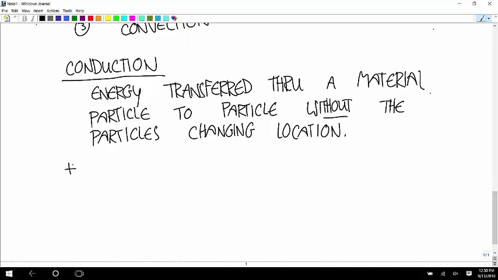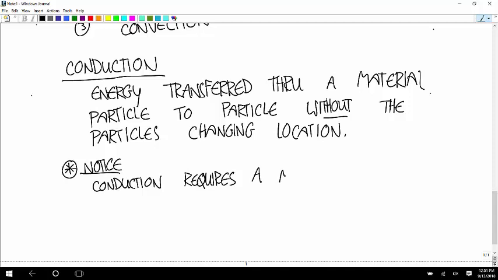So notice conduction can't happen through empty space. It can only happen through a material. So let's say it requires a medium. Can't happen through empty space.